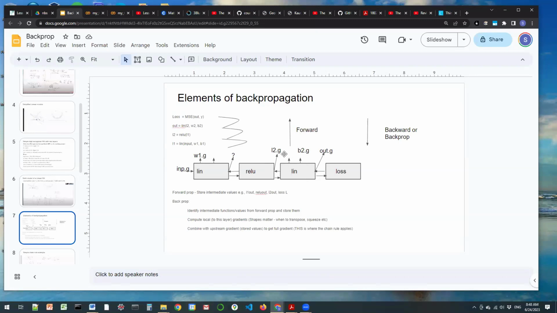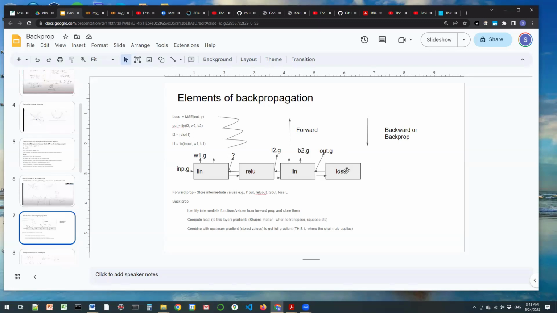It goes through another linear layer. There's a W2 here and a B2, which are the weights and the biases. And then the output of the linear layer, we call that out. You can see that here. And then out goes to the loss, which is the MSE of the out and the known Y integer value. Okay, so that's the network that we've built.